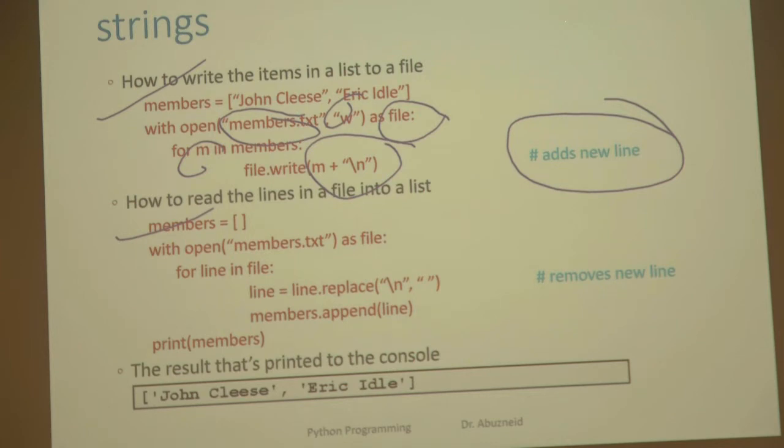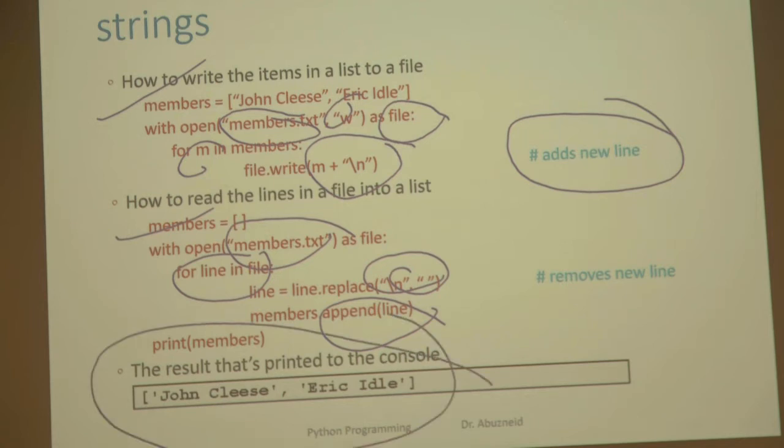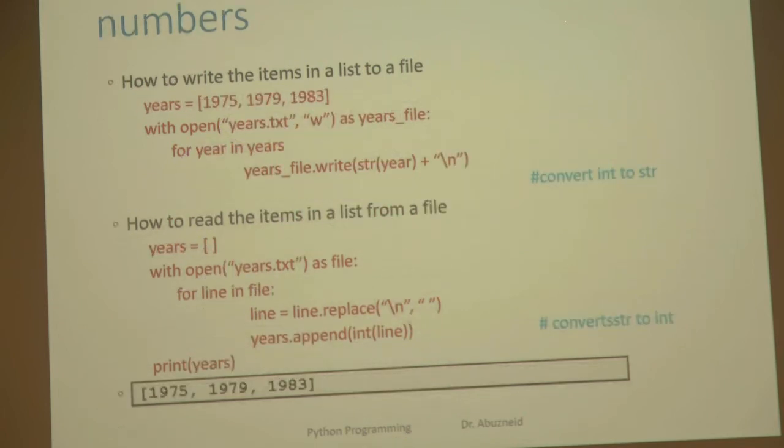So with open, I open the file. For line in the file, so you're going to read the first line in the file, and then the first thing we do, we replace the new line with nothing, and then after that we append the line. Append the line. What is the line? It's the member of the list. So we append it, and it's the member of the list. Anyways, so it will be added to the list in here.